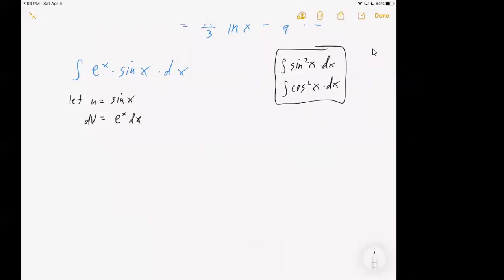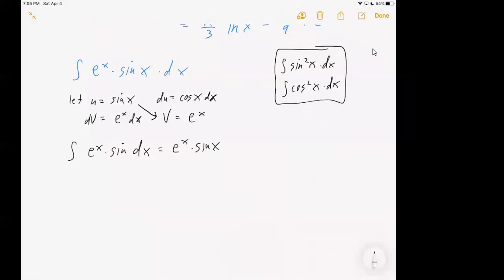So when I look at this, I end up with du must be cosine x dx, and v must equal e to the x. Okay, so let's try to figure out what happens here. We will start by using the formula, the integral of u dv, the original problem, must equal zig, so that's uv, e to the x sine x.